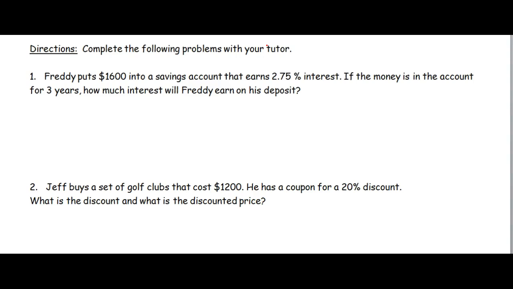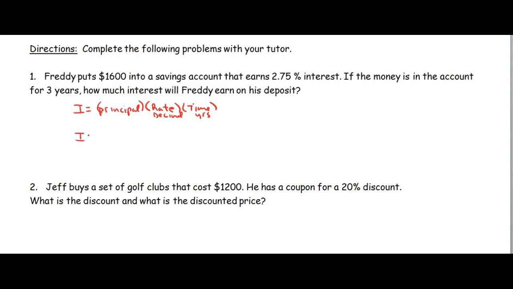So number one, Freddie put $1,600 into a savings account that earns 2.75% interest. If the money is in the account for 3 years, how much interest will Freddie earn on his deposit? We're assuming this is simple interest, and the interest formula is principal, which is the amount you deposit, times the rate, and you have to remember that we need this as a decimal, times the time, and that's generally in years.